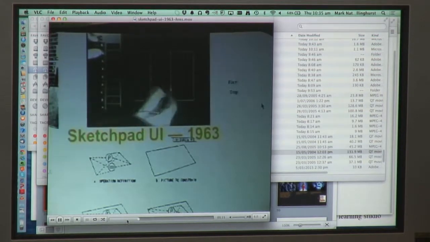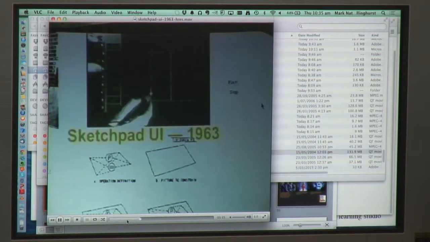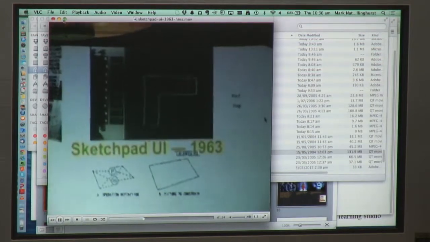So it was also a kind of two-handed interface as well. And for the time it was a revolution, because everybody else was using punch cards and tape, and he was now using a light pen and interacting with the computer. So now he's zooming out and things like that.